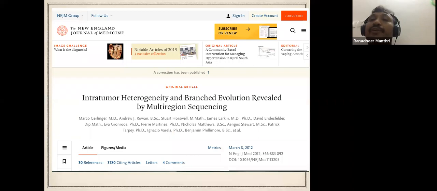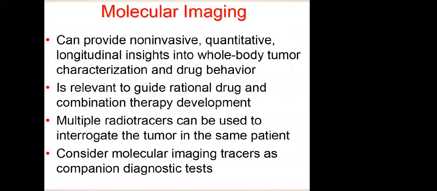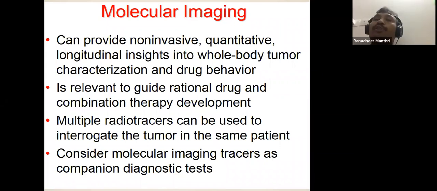Intra-tumor heterogeneity and branched evolution revealed by multi-region sequencing. This is the future, now already being practiced in some centers. Based on the PET-CT, we can say whether tumor heterogeneity is there or not. But for this, we have to use multiple radiopharmaceuticals. Let us go one by one. It can provide non-invasive, quantitative, longitudinal insights into whole body tumor characterization and drug behavior, which is relevant to guide rational drug and combination therapy development.